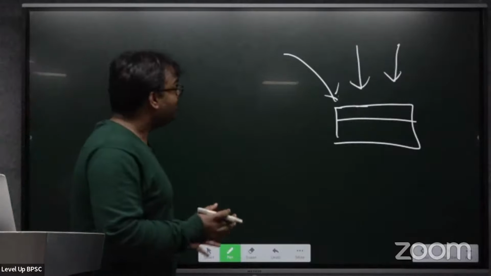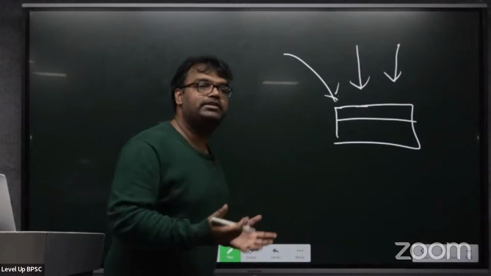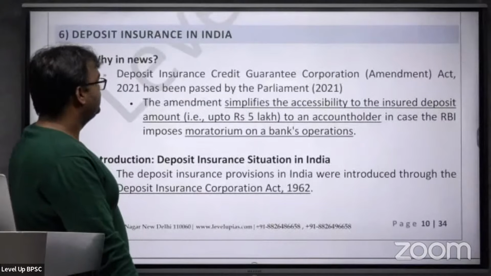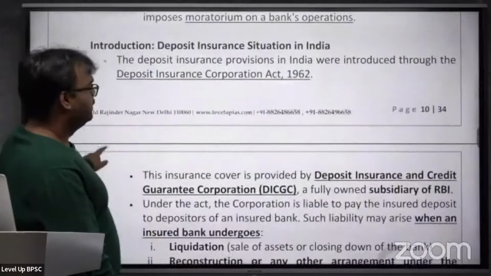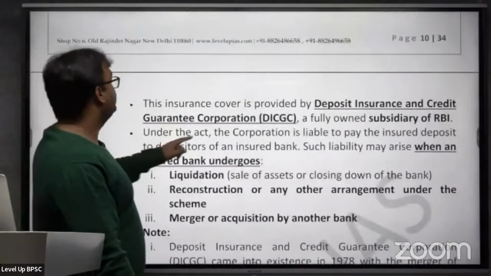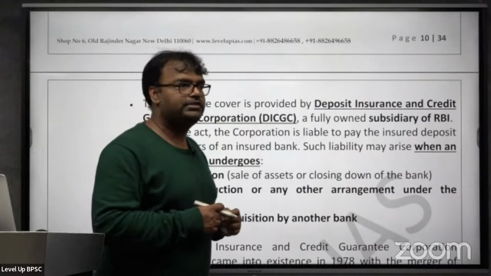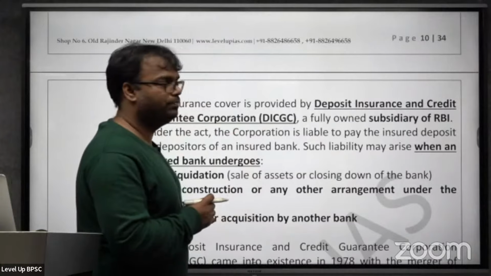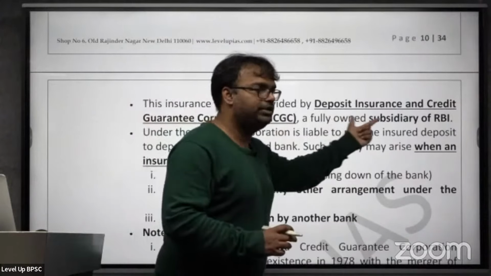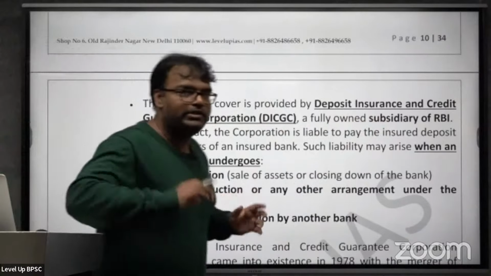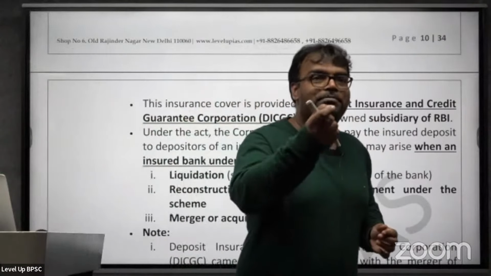Okay. So this protection that is available is called deposit insurance, and deposit insurance in India is provided by the Deposit Insurance and Credit Guarantee Corporation. This is the body, which is a fully owned subsidiary of RBI, which provides this insurance. Now, if it provides this insurance, it should get some premium also.